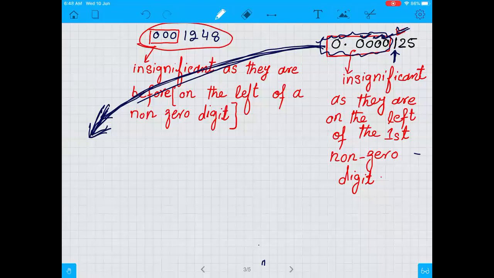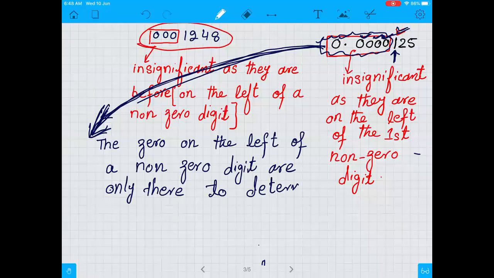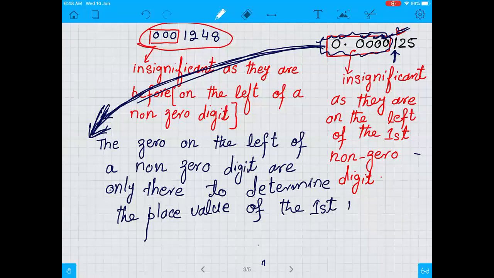So the zeros on the left of a non-zero digit are only there to determine the place value of the first non-zero digit.